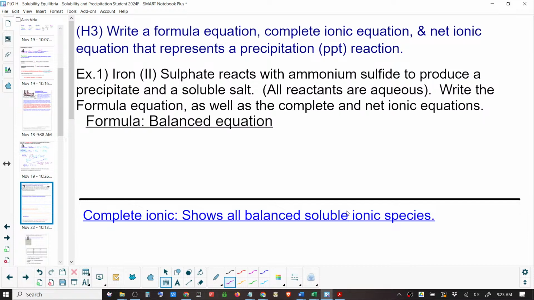Bracket NH4, bracket. No. No, here, I'll do it. No, it's okay.